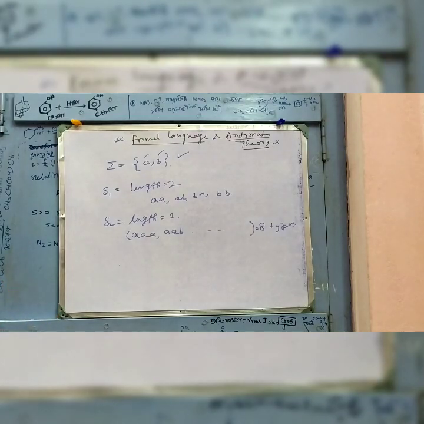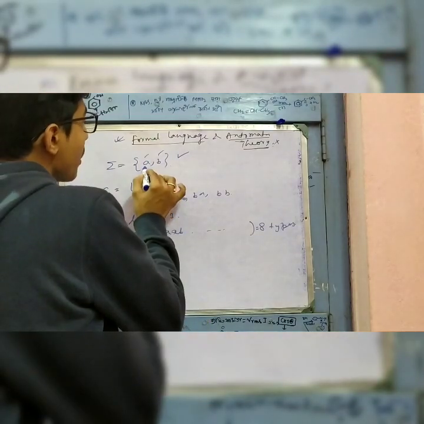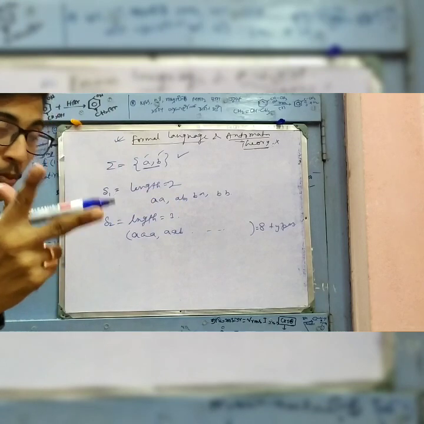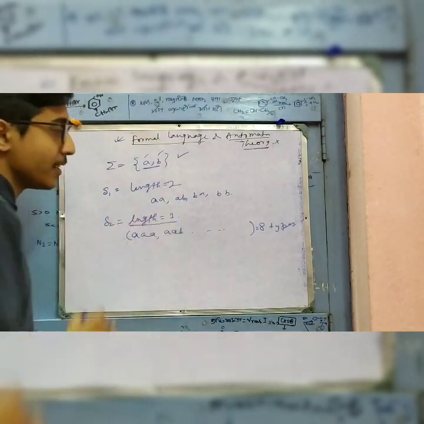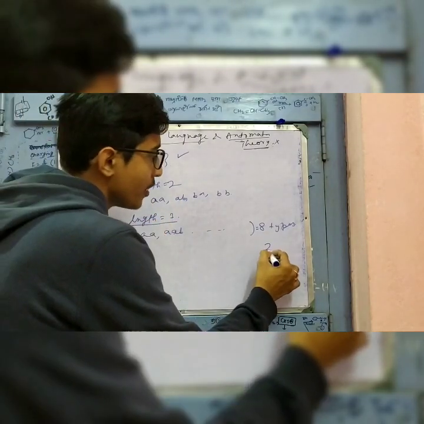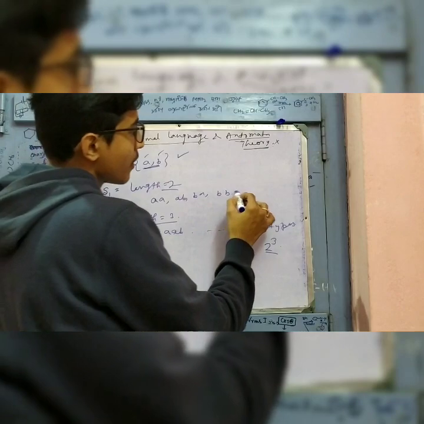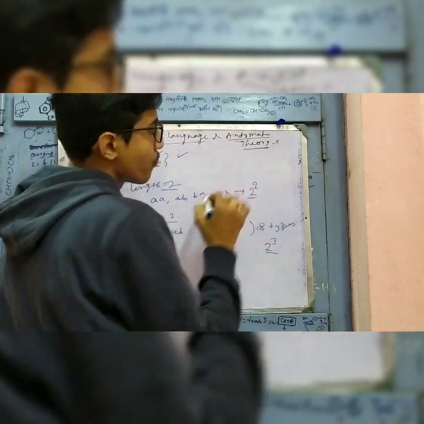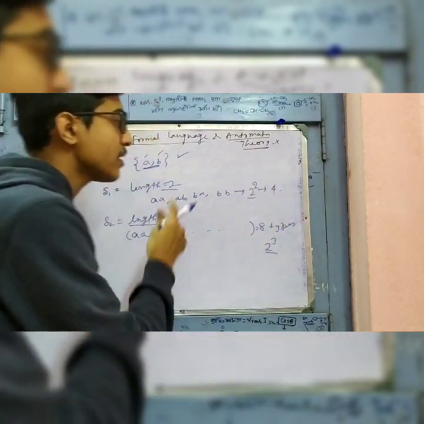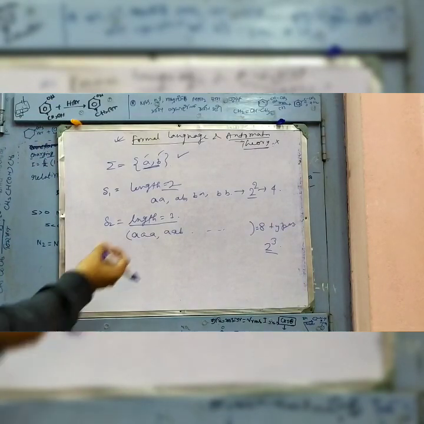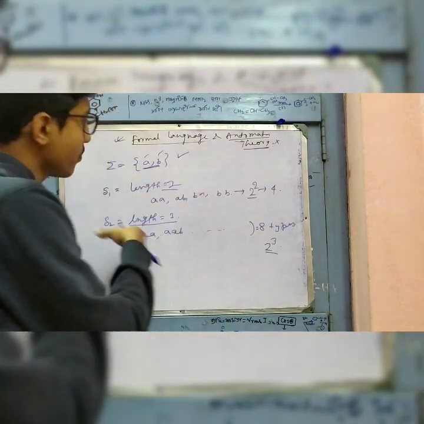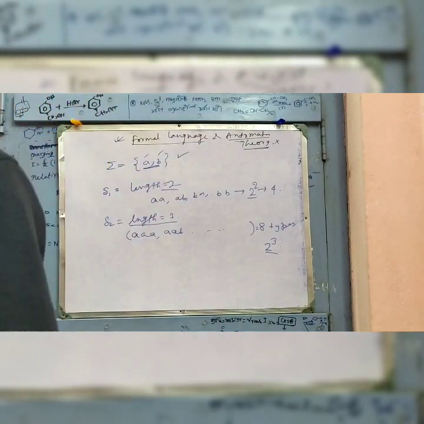So when the number of elements is 2 and the length is 3, you are getting 2 to the power 3. When the number of elements is 2 and the length is 2, that means 2 to the power 2, or 4. So this is a simple example. Many numericals or MCQs can come from this part.